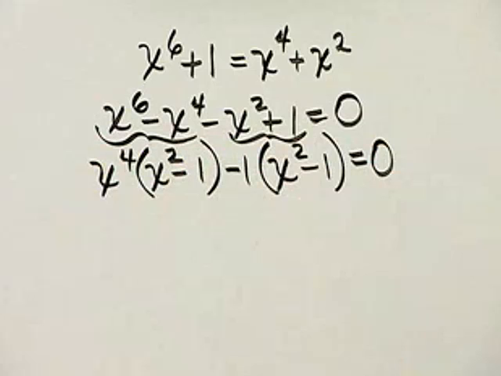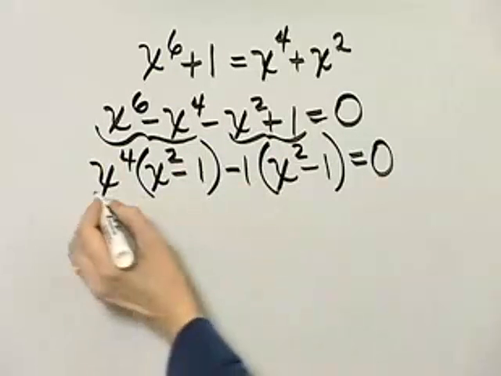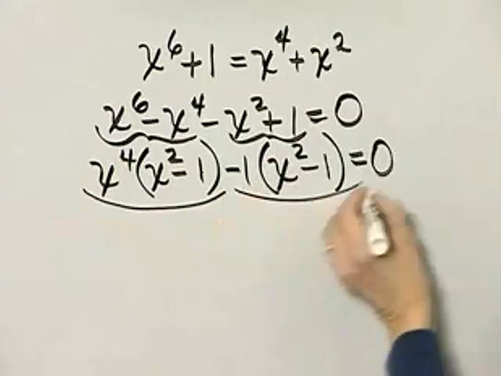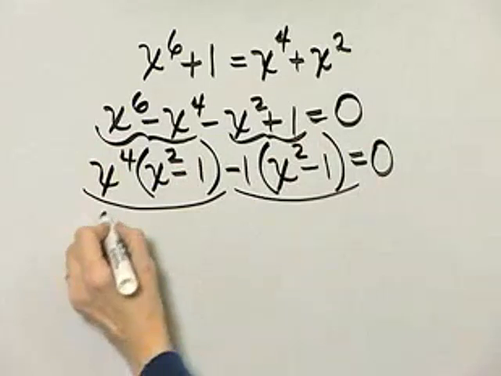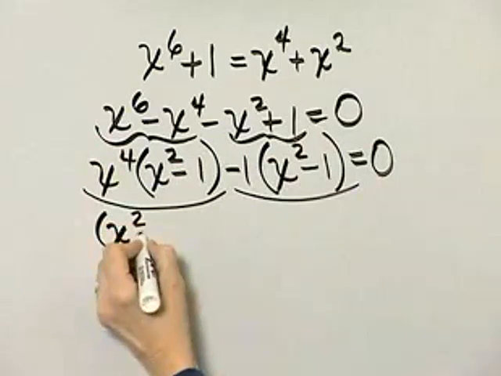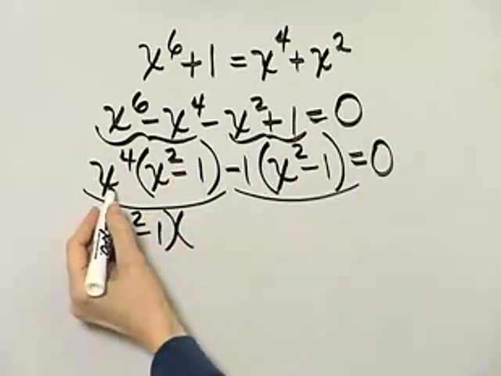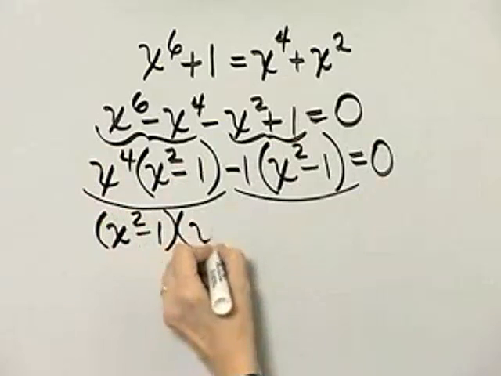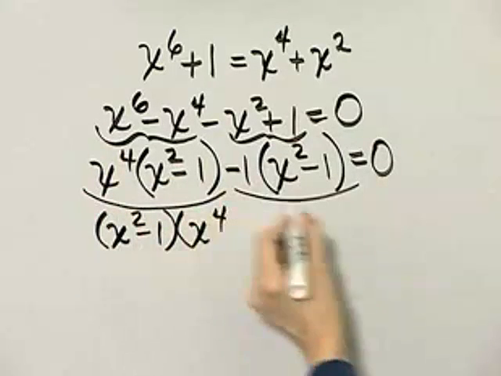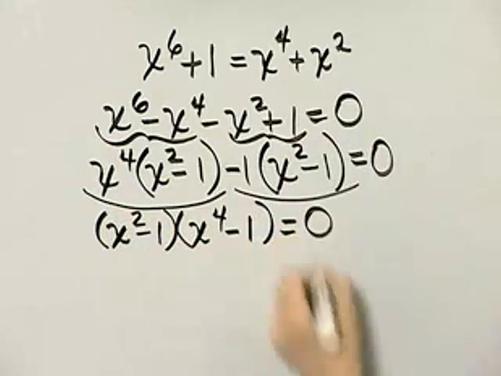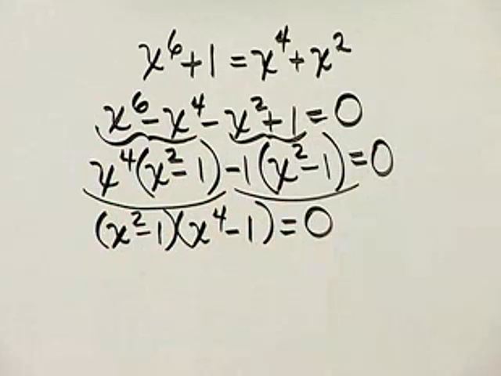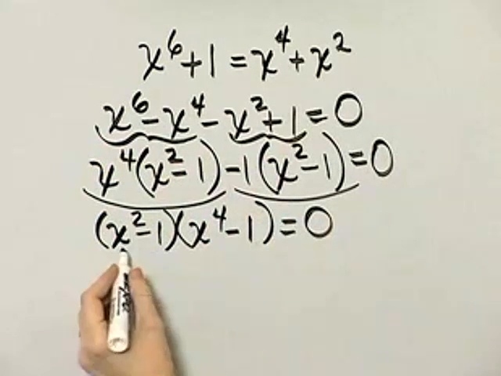Now, I haven't factored completely yet, but in these two terms, notice there's a common factor of x squared minus 1. And then if I factor it from here, I have x to the 4th, and from here, minus 1 equals 0. So far I've factored, but I haven't factored completely, so let's keep factoring.